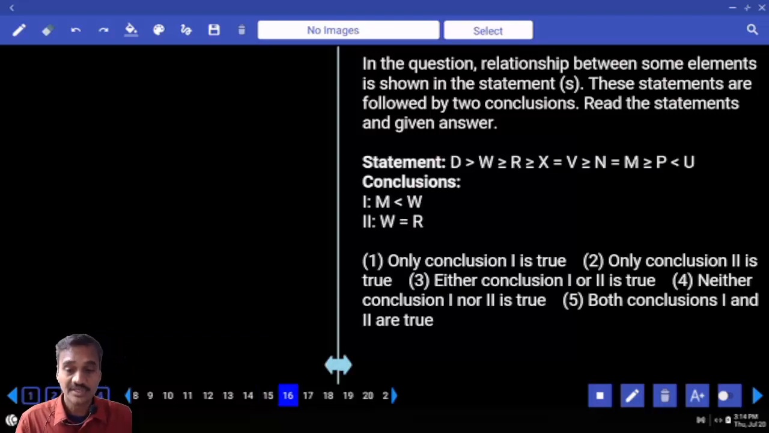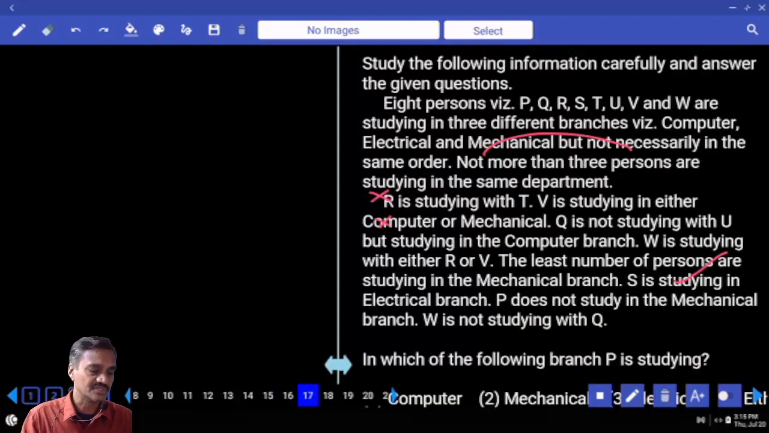Then 16, M and W. W is here, M is here. Now between W and M, W greater than or equals to M, or M lesser than or equals to W. Hence M lesser than W is false, and W equals to R is false. Neither one nor two is the choice for question number 16.